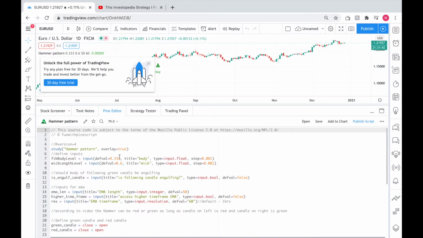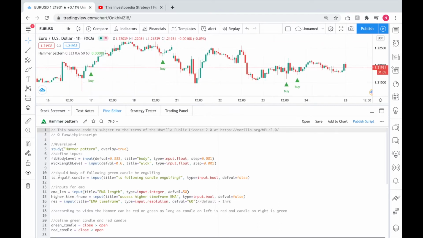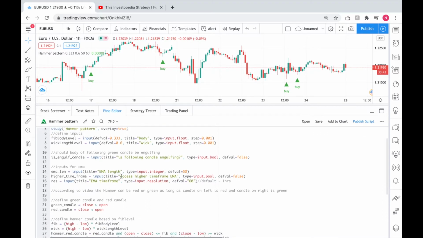Let's look at the inputs that I set up in here. The body of the hammer is 0.333 and the shadow or the wick I set to 0.6. After that, I have an option to select whether or not we need to have this candle as engulfing. By the way, we don't have a signal here because the body is more than 0.333.